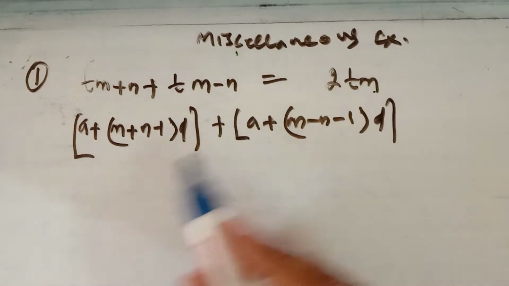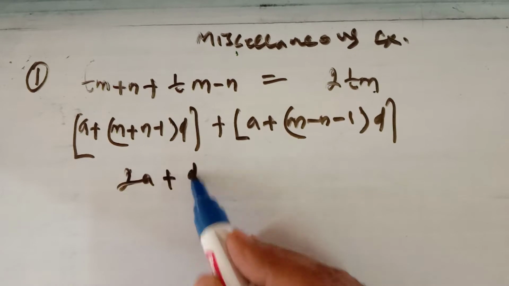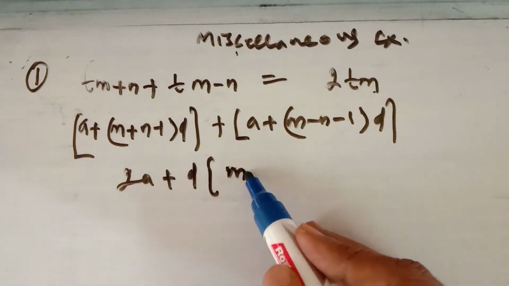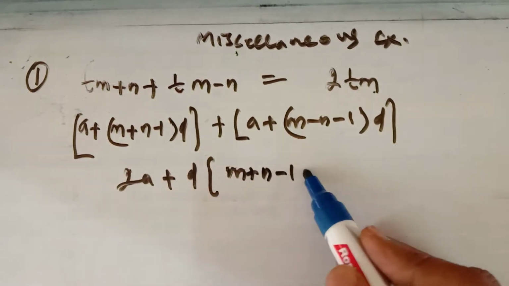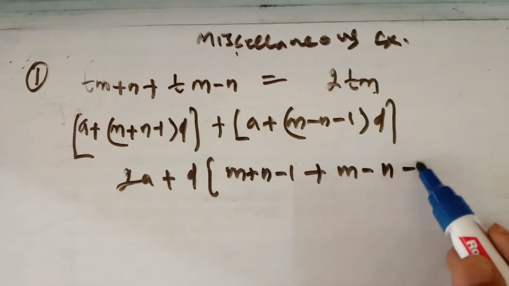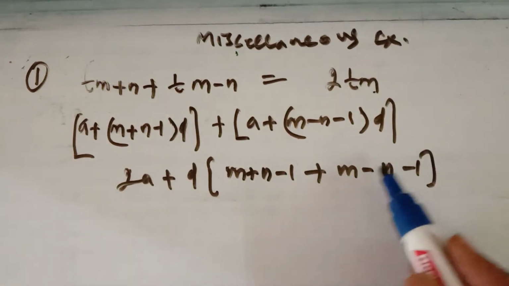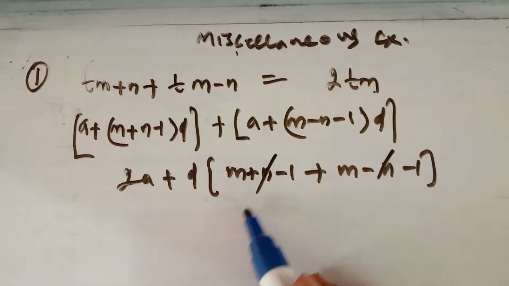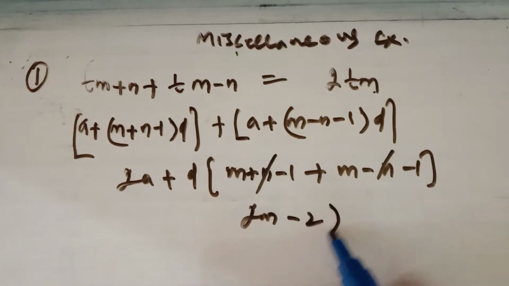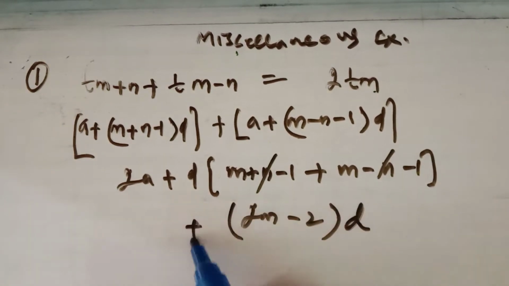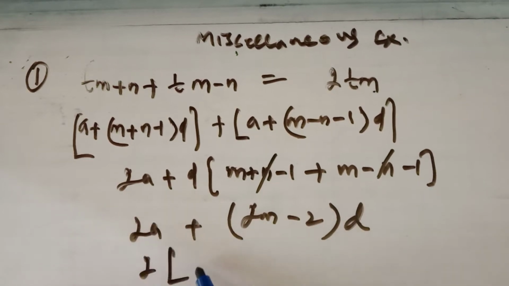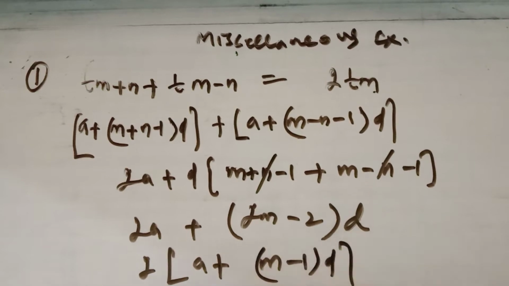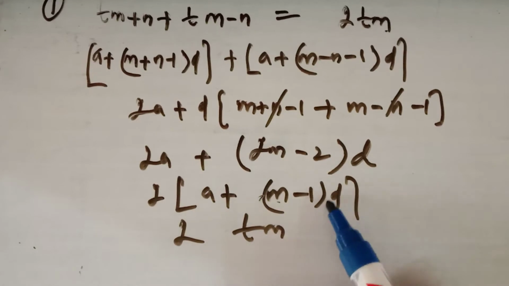So collect the like terms. A plus A is 2A, and when you take D common in these two terms, it will be m plus n minus 1 plus m minus n minus 1, and this n will be cancelled out, so it will be 2m minus 2 into D. In 2A, if you take 2 common, it will be A plus m minus 1 into D, which is the mth term. A plus m minus 1 into D is the mth term of an AP.